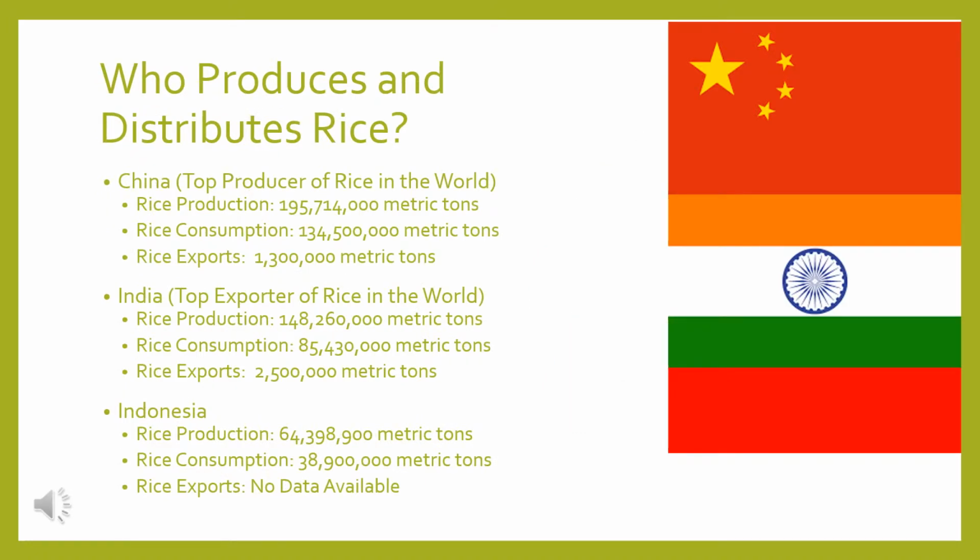China is the top producer of rice in the entire world. They produce over 195 million metric tons every year. India is the second top producer, but also the top exporter of rice in the world. They export over 2.5 million metric tons. And Indonesia is the third top producer, and they produce 64 million metric tons.